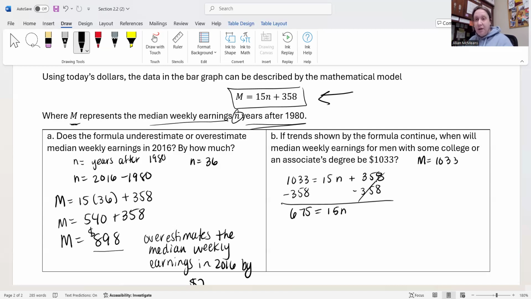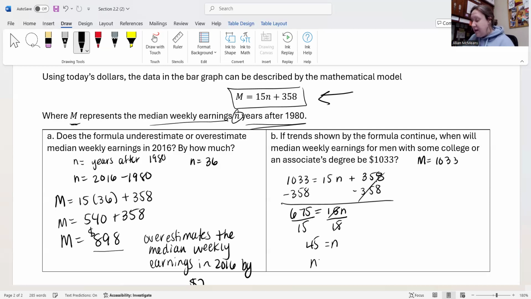This is exactly what we need. We need a single variable term equaling a single constant term, and now we can apply the multiplication property of equality. We need to undo what has happened to N. We already undid the 358 that was added. Now we need to undo the 15 that's multiplied by N. We undo multiplication with division. Well, on the right, 15 divided by 15 is just 1. So we get 1N. And then 675 divided by 15 is 45.